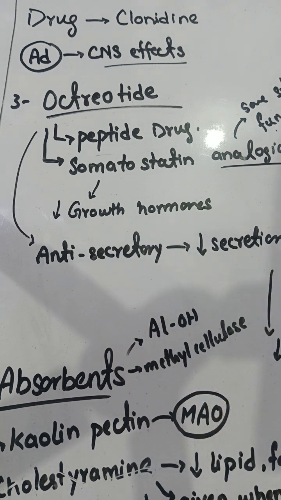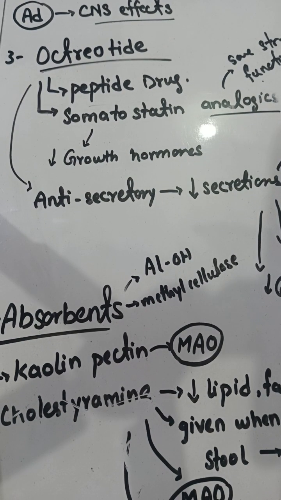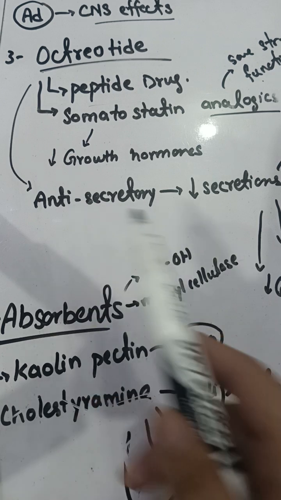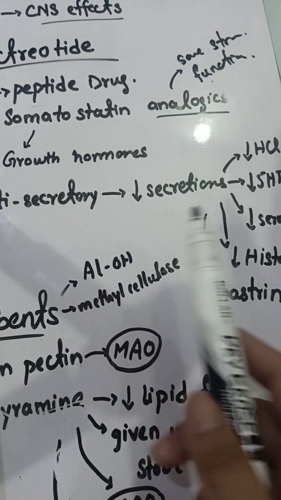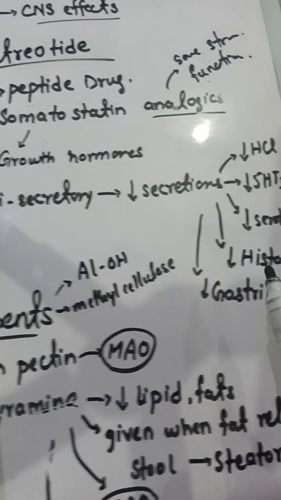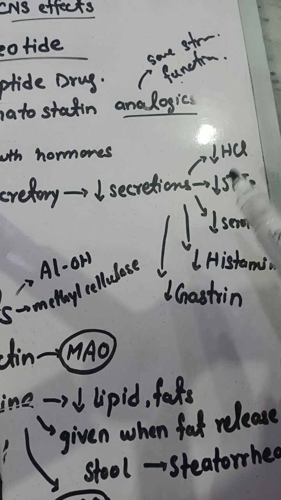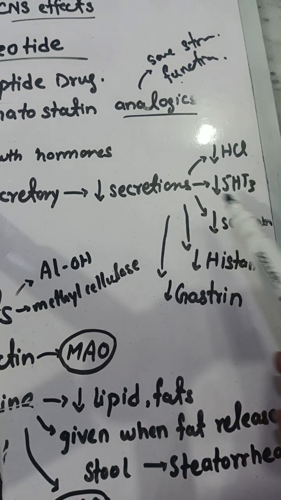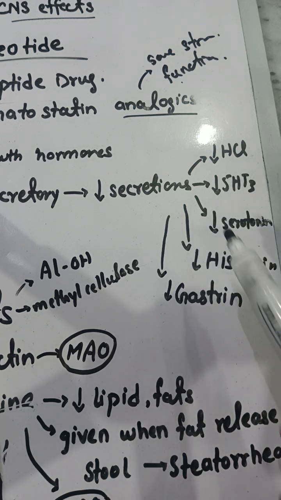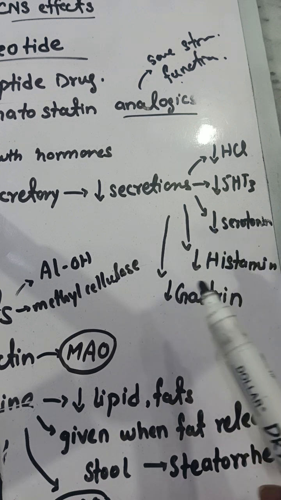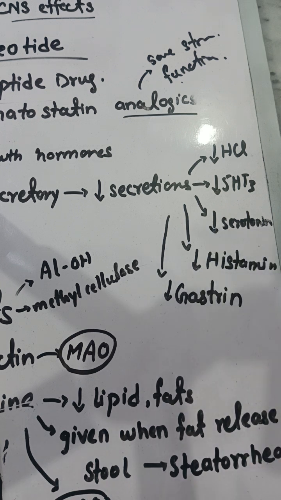But our topic is related to diarrhea, so their action in diarrhea is that they act as anti-secretory drugs. So they are decreasing the secretions in your GIT. And what kind of secretions are decreased? It will decrease the HCl production in your GIT tract, it will decrease 5-HT secretion, it will decrease serotonin release, it will decrease histamine release. And if histamine release decreases, then we will have low inflammation, and it also decreases the production of gastrin.